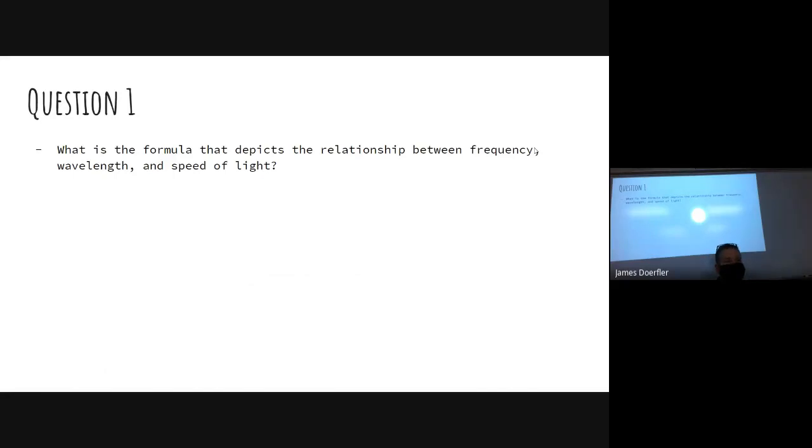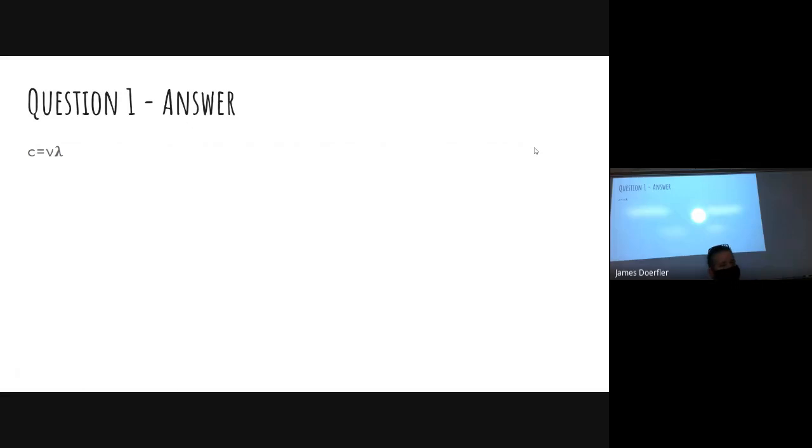The first question is, what is the formula that depicts the relationship between frequency, wavelength, and speed of light? This is something that we learned way back in the beginning. That is c equals nu times lambda, frequency times wavelength. Can anybody tell me what the value for the speed of light is? Don't want to forget that one. It is 3.00 times 10 to the 8th meters per second. That's a very important number to know.